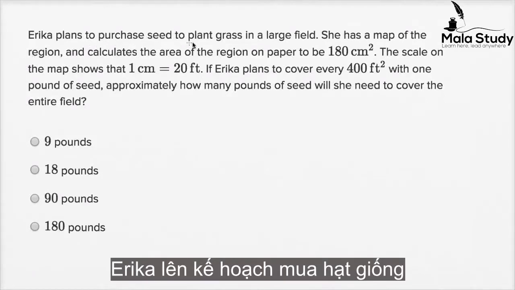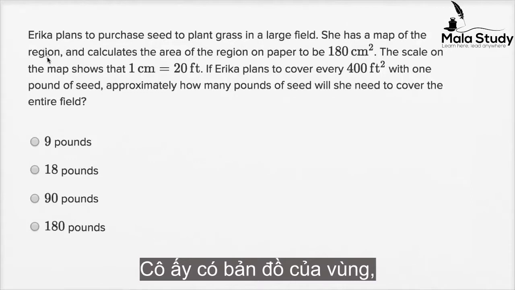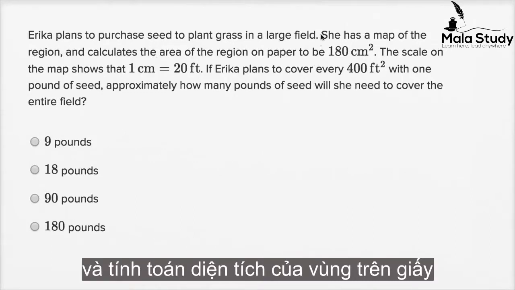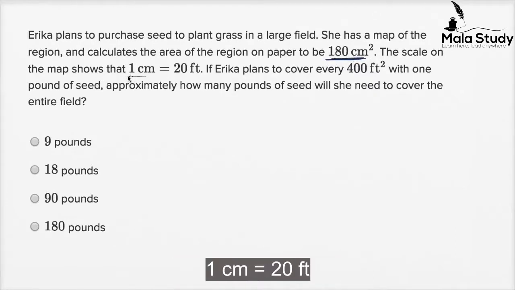Erica plans to purchase seed to plant grass in a large field. She has a map of the region and calculates the area of the region on paper to be 180 square centimeters. The scale on the map shows that 1 centimeter is equal to 20 feet. So they're giving us linear centimeters to linear feet, not square centimeters to square feet. So I think we're going to have to figure that out.